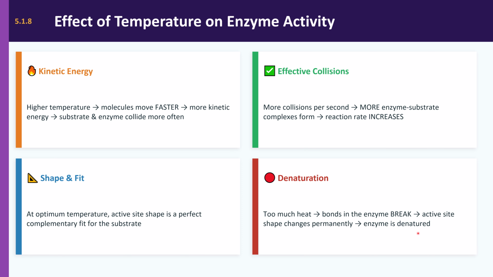But there is a tipping point. If we add too much heat, we hit the red box, denaturation. High temperature causes the internal bonds holding the enzyme together to vibrate so violently that they break. When these bonds break, the 3D shape of the active site changes permanently. It's like melting a plastic keyhole. No matter how much you try, the key will never fit again. The enzyme is now denatured and can no longer catalyze the reaction.